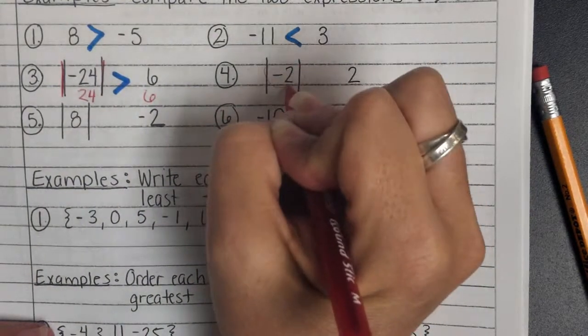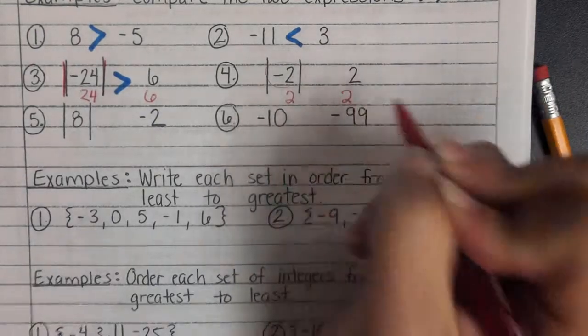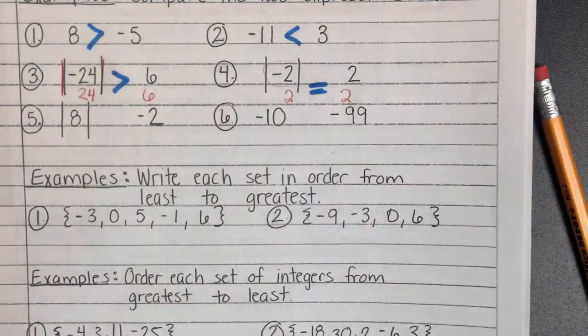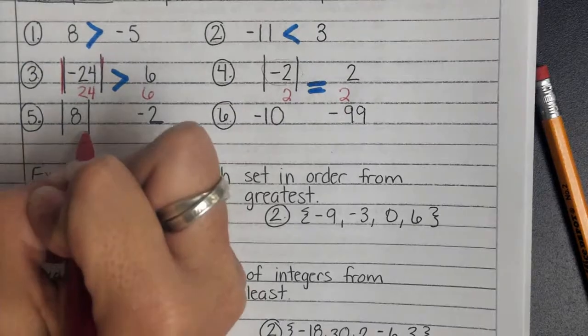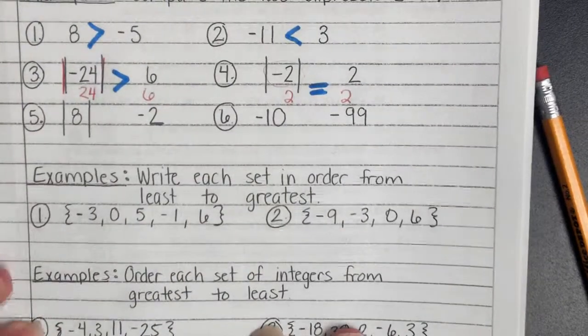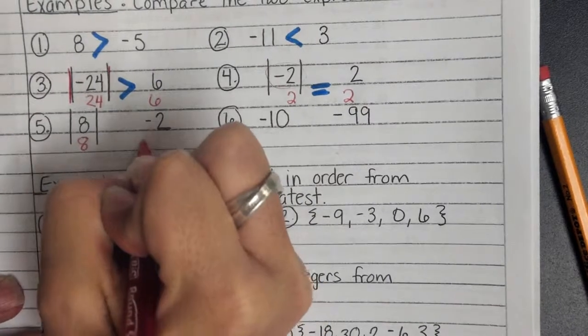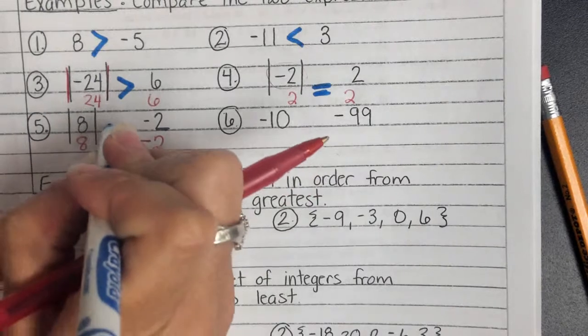So the absolute value of -2 is 2. This is a 2, so it is equal to. They're equal to. Okay. Now we've got the absolute value of 8 and the number -2. Which one's bigger? 8.